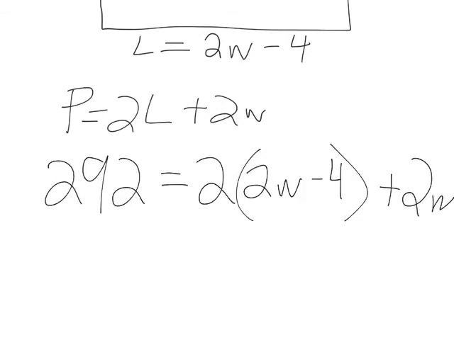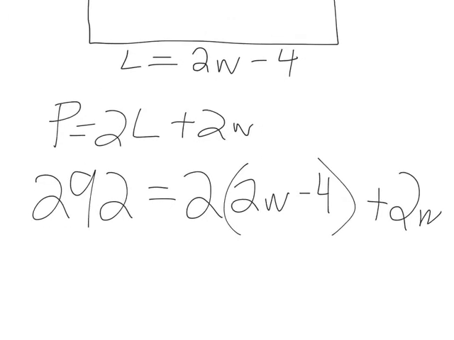So what we've done is we've taken 292 and plugged that in for P. There's a connection right there. Then we've taken the length is equal to 2w minus 4, right here, and plugged that in for that L. So this 2 right here is the same as this 2 right here. And then we can't forget our last term. We don't have anything to plug in for w because we're solving for w. That term's right there.